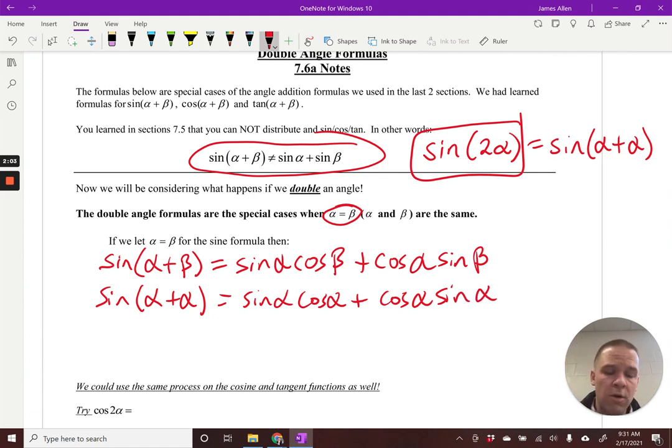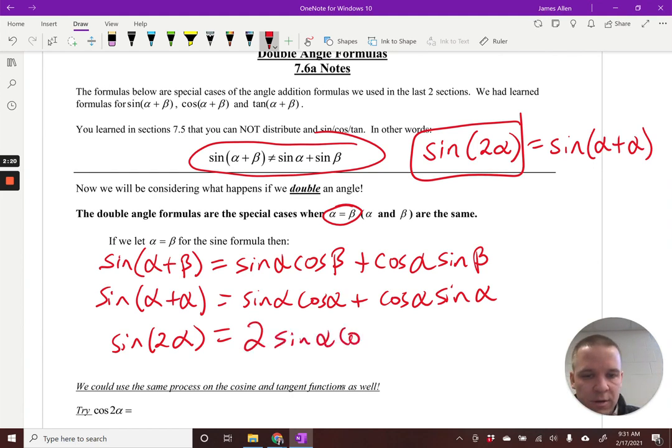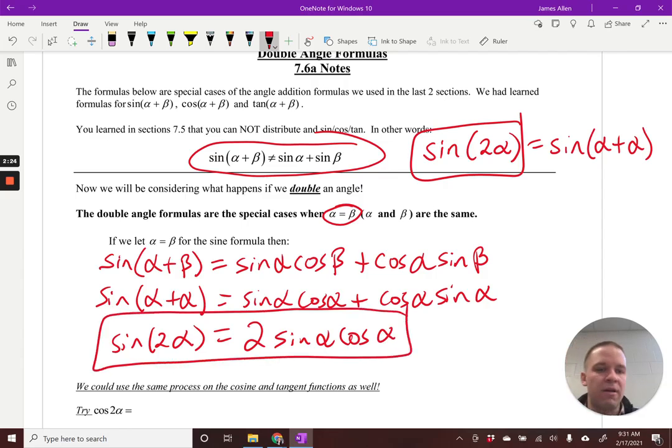Now, what do we find? Well, sine of alpha, cosine of alpha is the same as cosine of alpha, sine of alpha, right? Because multiplication is commutative. So over here, I've got sine of 2 alpha, which is what I wanted. And then over here, I have 2 sine of alpha, cosine of alpha. Boom. There is my formula. Woo! First one down. Gave me goosebumps because it's so exciting.